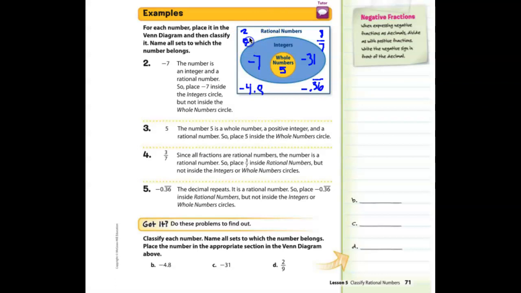Okay, I appreciate you guys taking notes, and we're going to do some guided practice to help ourselves remember all of the definitions of the types of numbers that we need to know.